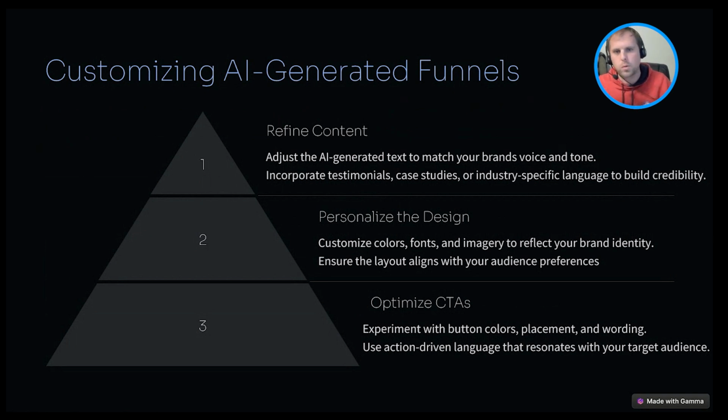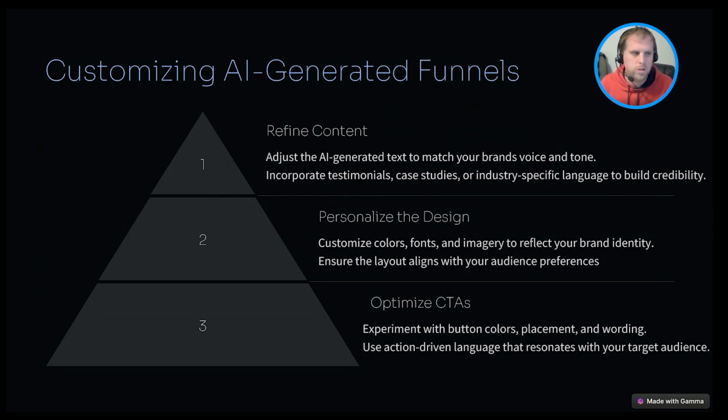So number 1, refining the content. What I mean by that is adjusting the AI generated text to match your brand voice and tone. It's not going to get perfect every single time. There might be things here and there that you need to change that mimic more of what your business is wanting to accomplish, your goals, your ambitions, whatever it needs to be laid out, you might need to make those changes to it.